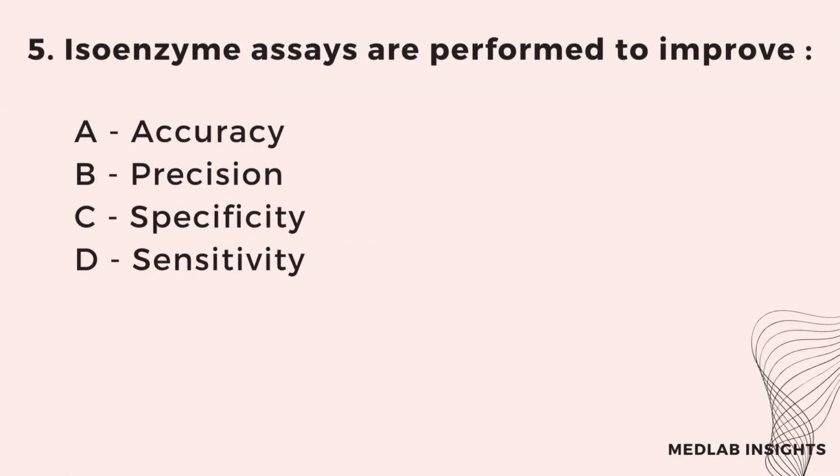Next, question number 5. Isoenzyme assays are performed to improve option A, accuracy, option B, precision, option C, specificity, option D, sensitivity. The answer is option C, specificity.